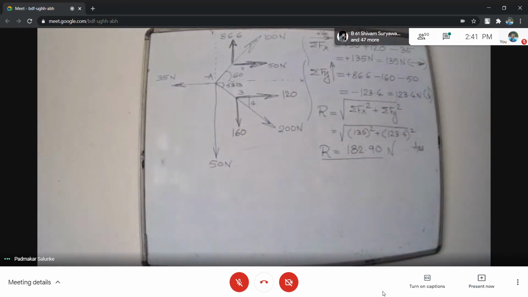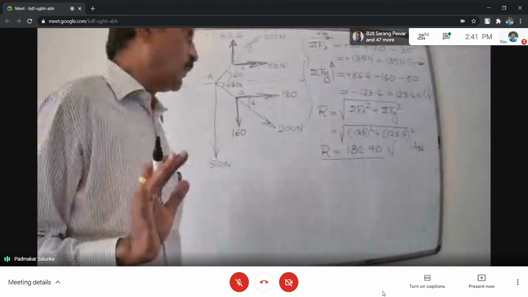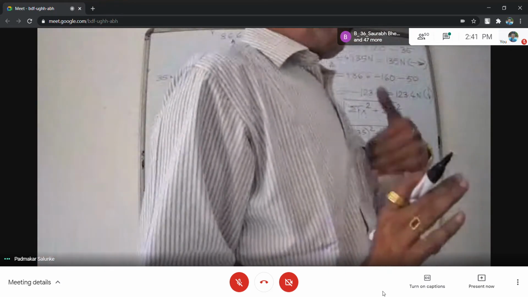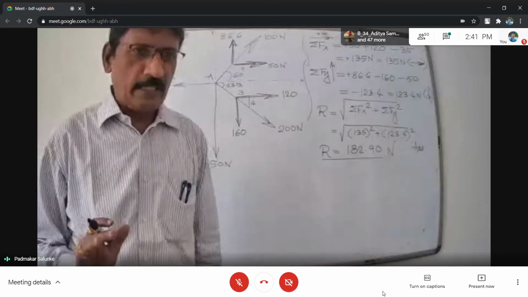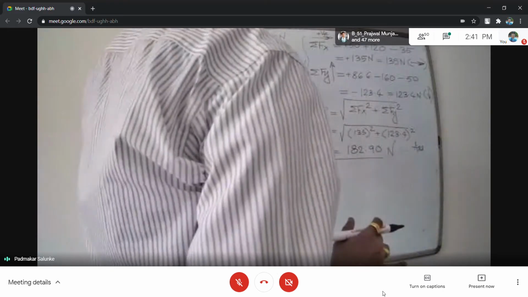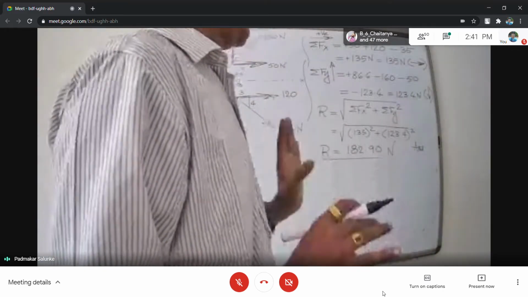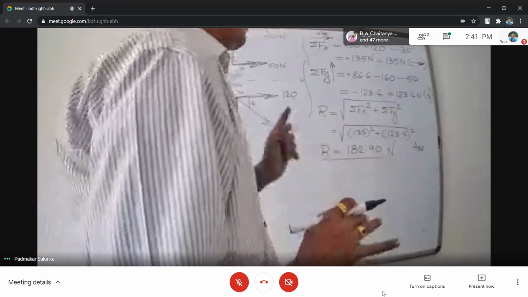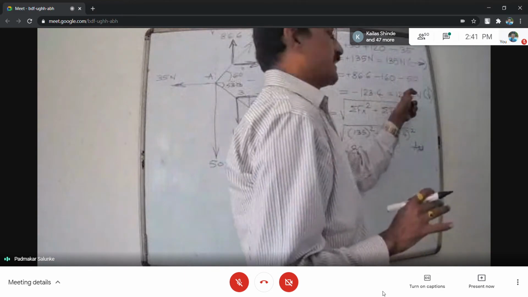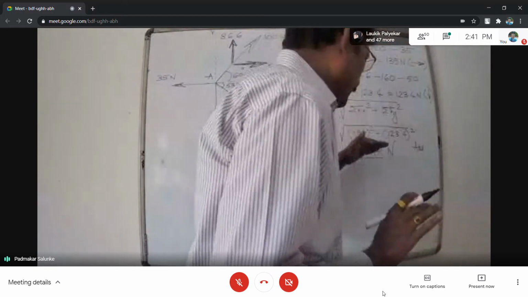Then, the next and most important step is to find out the direction of the resultant force. Before finding the direction of the resultant force, once again I will summarize. Number 1, 2, 3, and 4: 4 forces, for the time being, we have converted into 2. One is this 135, second one is this 123.4 Newton. And you have calculated the magnitude of the resultant.